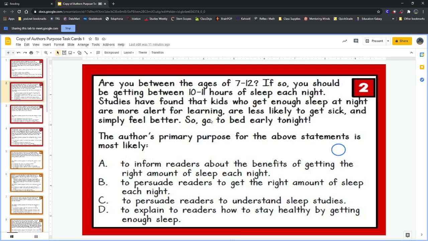I don't see them. They mention here studies have found that kids who get enough sleep at night, and they start telling us all the good things, but they're not telling us, hey, you should go learn about sleep studies and you should go look them up and you should go look up all this research. They're telling us the information, right? They're telling us all the good things that they found already. So I don't think they want us to look at the sleep studies. I think they just want us to go to sleep and get enough sleep.